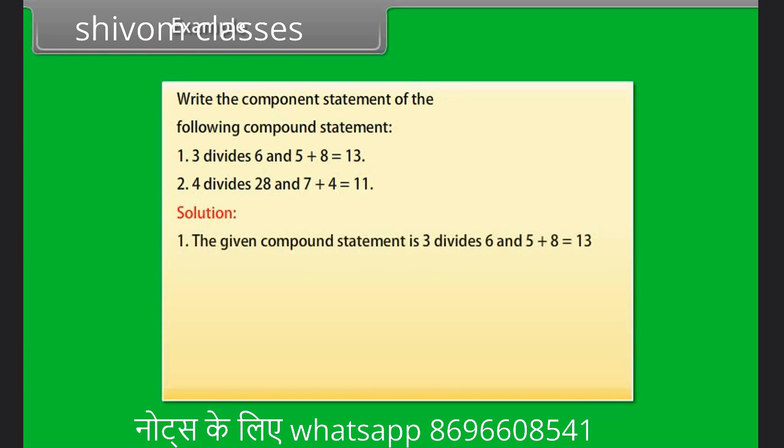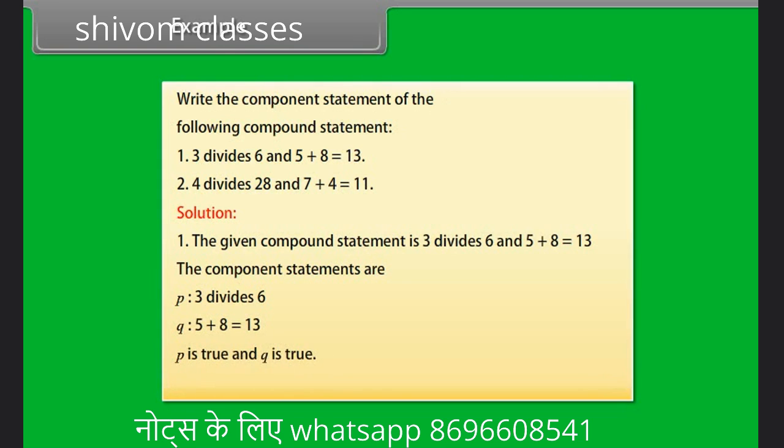Solution: 1. The given compound statement is 3 divides 6 and 5 plus 8 is equal to 13. The component statements are: P, 3 divides 6. Q, 5 plus 8 is equal to 13. P is true and Q is true. Hence, P and Q is true.